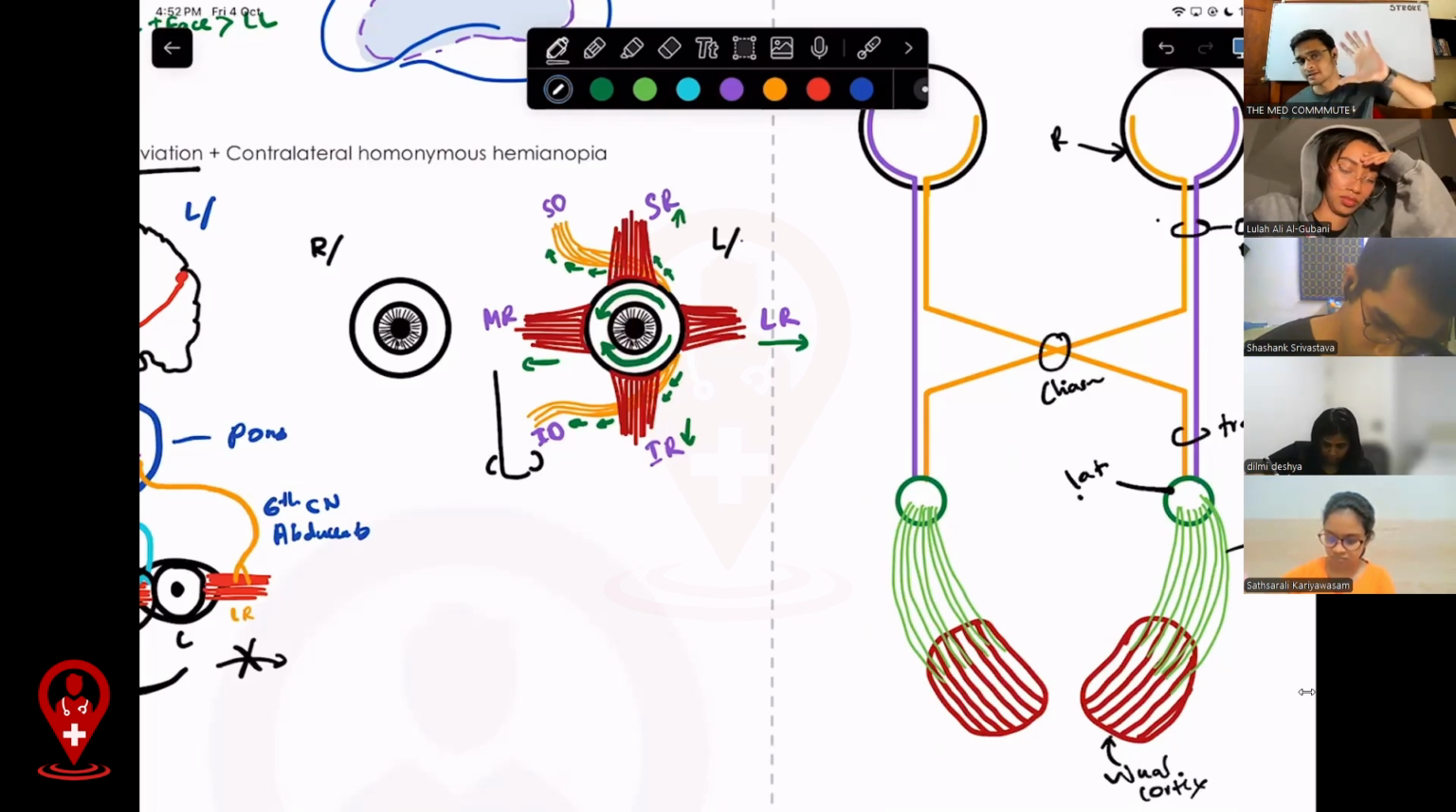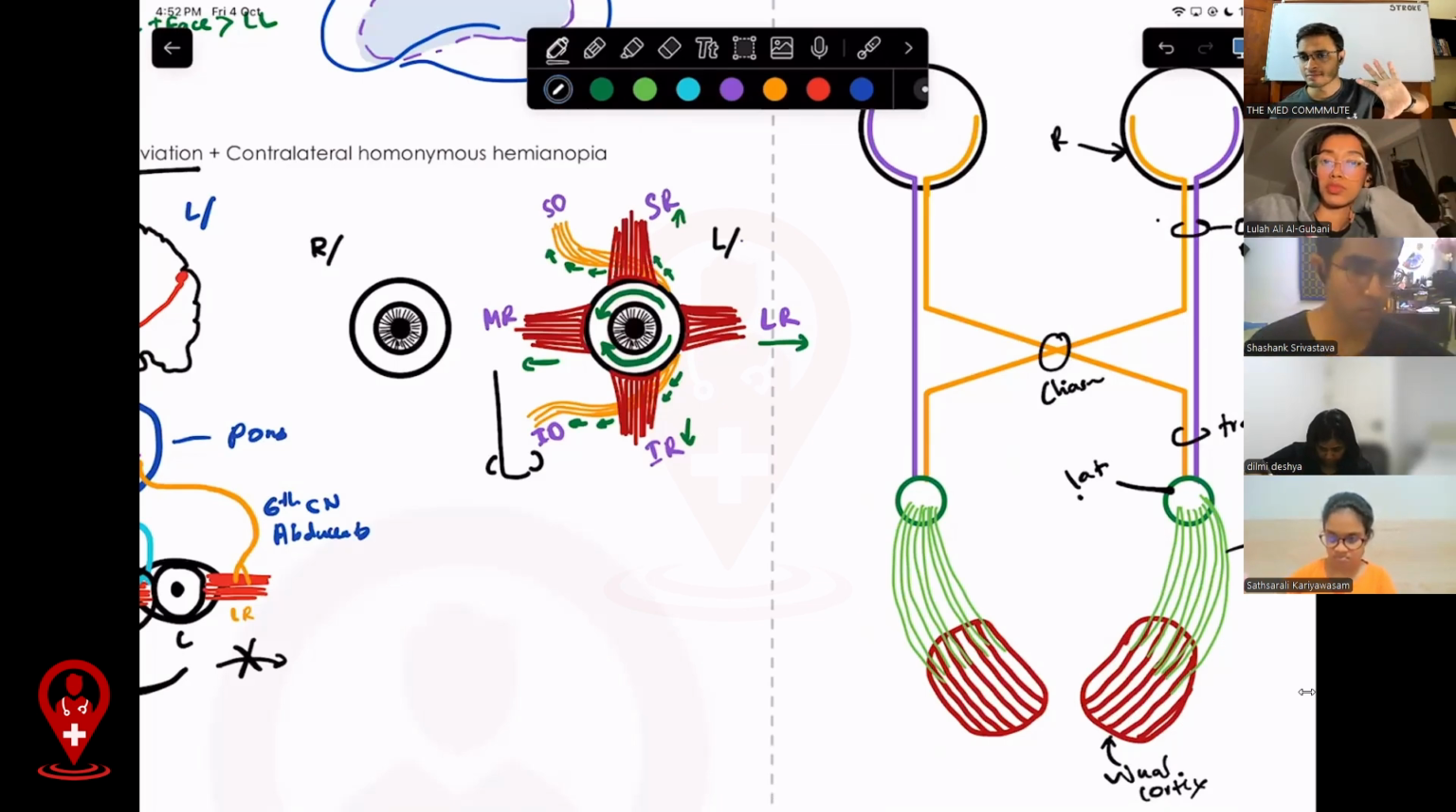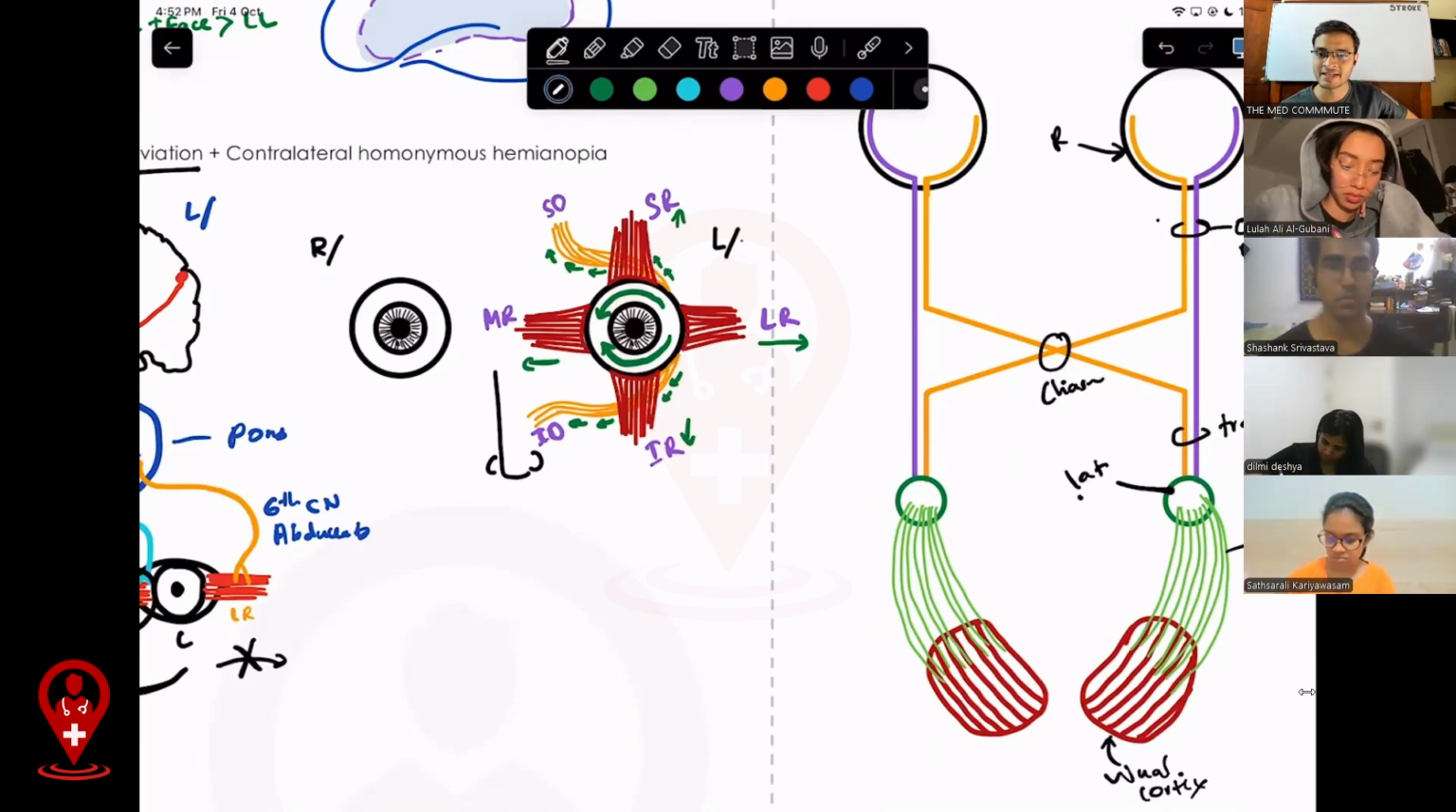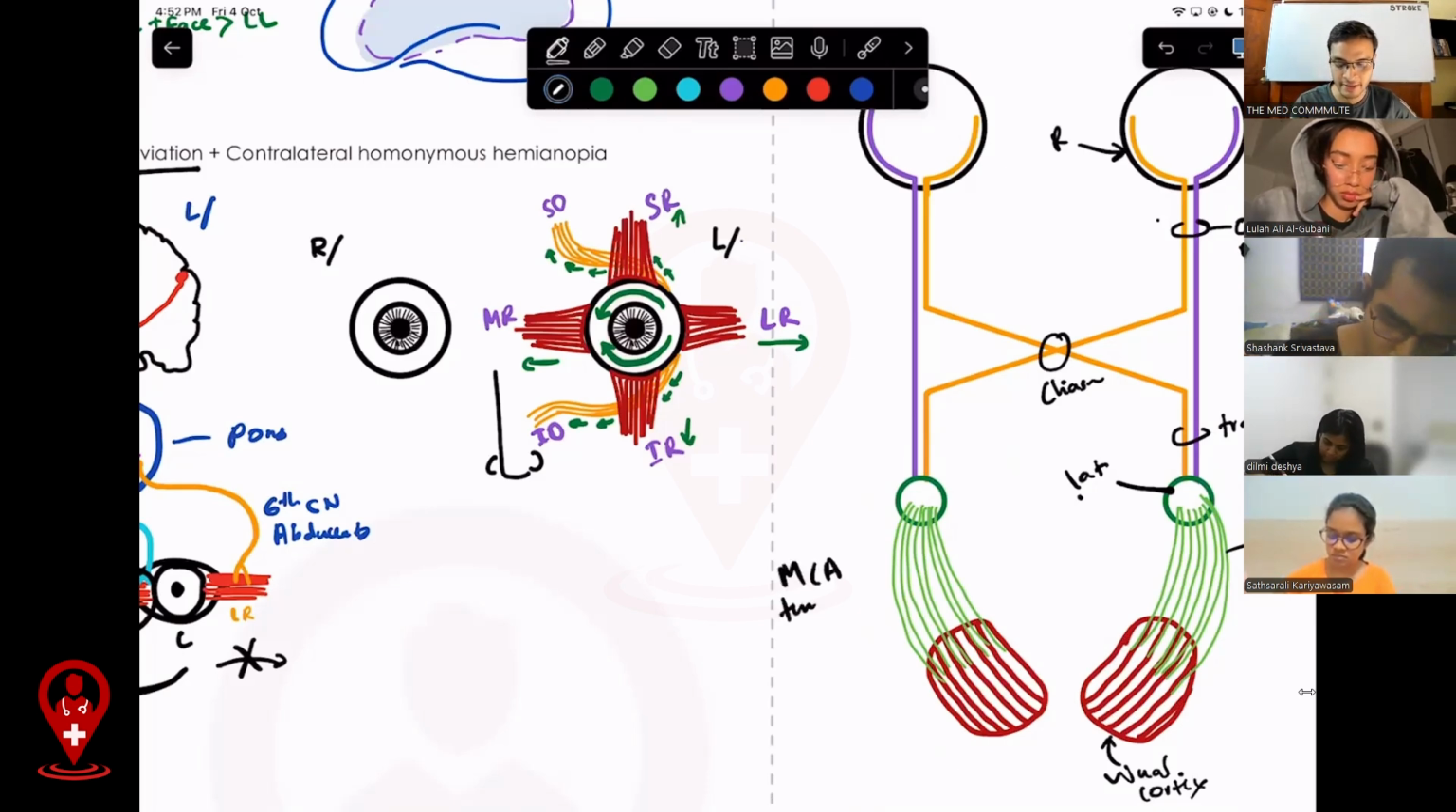Now, the visual cortex is found where, guys, in our brain? Where is the visual cortex? Yes, it's in the occipital lobe, right? Excellent. So we'll keep the visual cortex for a while. What I want you all to know here, guys, is the optic radiation is within the area of the middle cerebral artery, what we call the MCA territory, right?